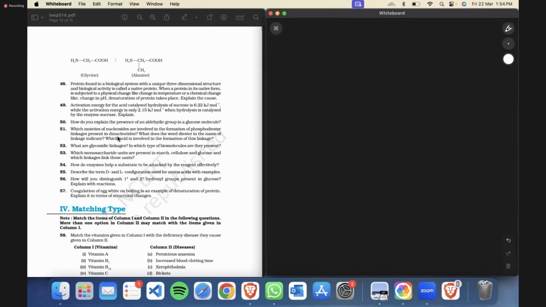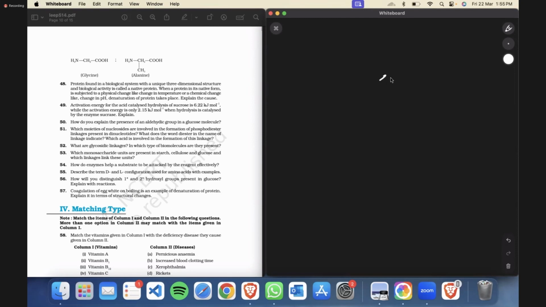Alright. Then if we talk about dinucleotides, that means two nucleotides are joined together by a phosphodiester linkage. So this linkage will be between what? 5 and 3 carbon atoms. So phosphoric acid is involved in the 5 to 3 carbon atom linkage. I'll show you how.